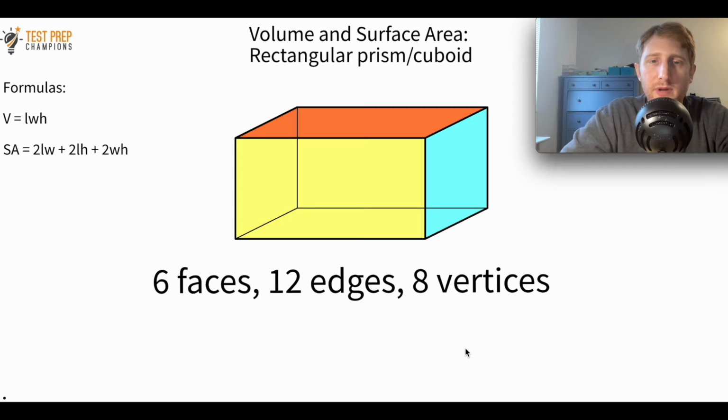And right now we're going to shift gears and talk about volume and surface area and how to do these calculations. On a lot of the practice test examples that I've seen, they usually have at least one volume or surface area question, sometimes multiple.